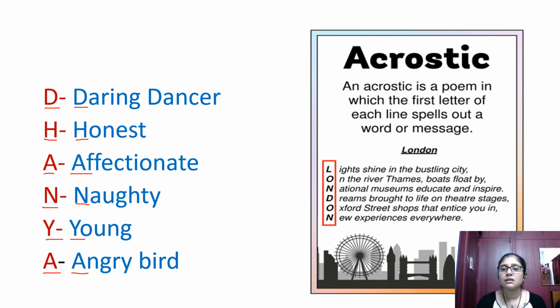So the first L. What does it say about London? Lights shine in the bustling city. So lights shine in London. On the river Thames, boats float by. So the Thames River is very famous in London. It's a big river. So on that river, what happens? The boats are floating. And national museums educate and inspire. So there are lots of museums there where you not only visit just for admiring things or paintings, you can learn many things.